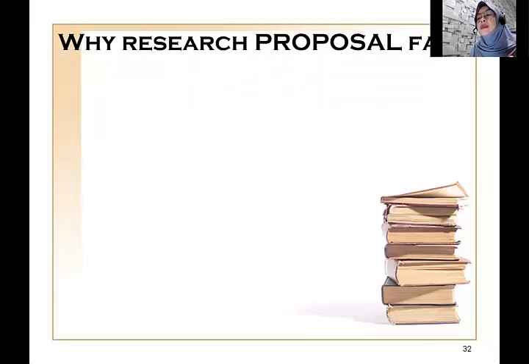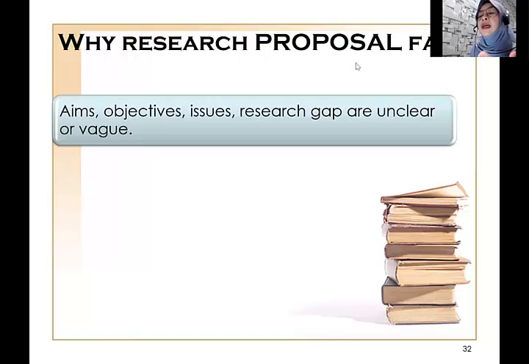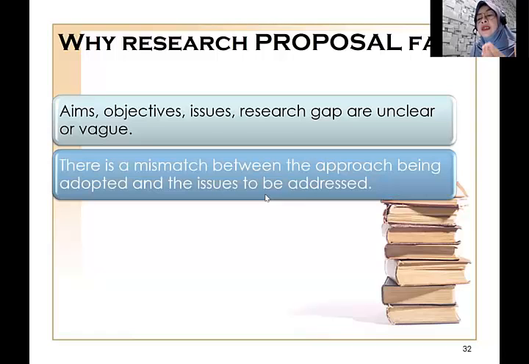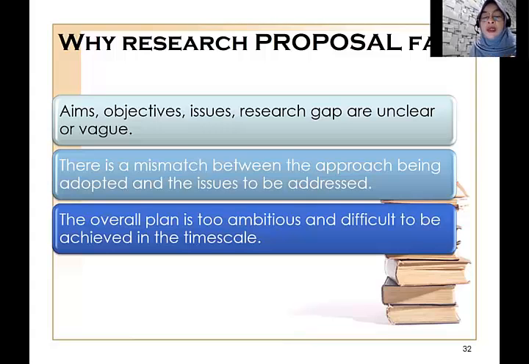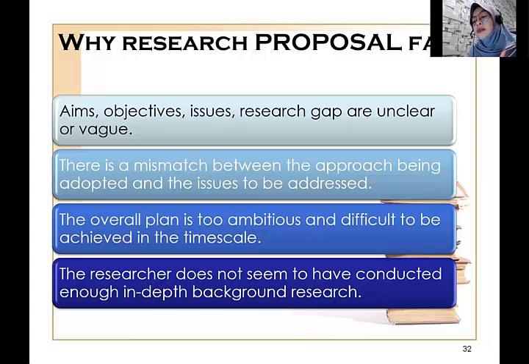So why do research proposals fail? Aim, objective, issues, research gap are unclear or vague. There is a mismatch between the approach being adopted and the issue to be addressed. The overall plan is too ambitious and difficult to be achieved in the time scale. The researcher does not seem to have conducted enough in-depth background research.